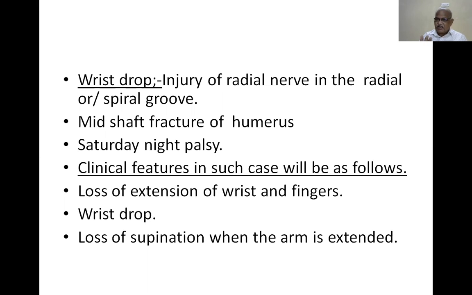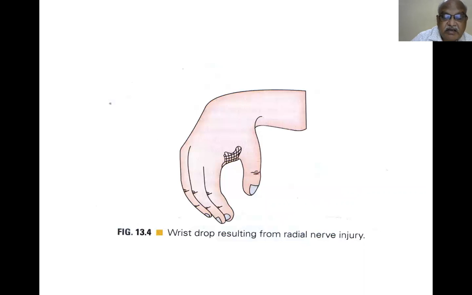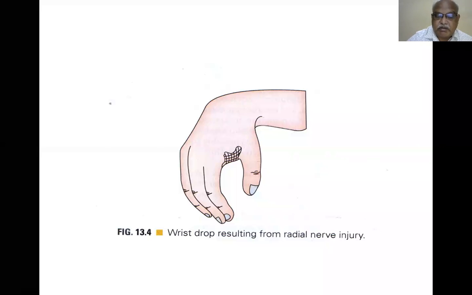So this is the reason and analysis of how the wrist drop occurs. This is the wrist drop resulting from radial nerve injury, just like this. This is from your standard textbook.